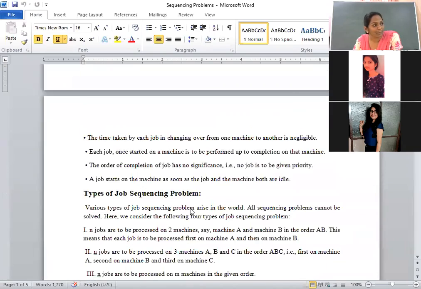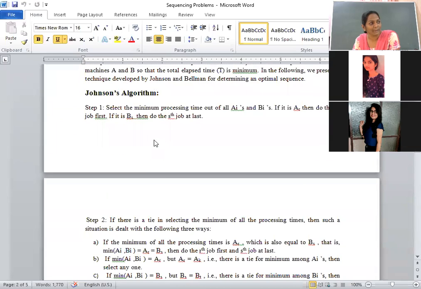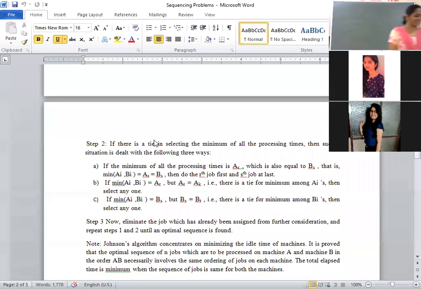Okay, sequencing. We will solve the problems of sequencing. We are having problems of processing n jobs through 2 machines and processing n jobs through 3 machines. I hope you have studied this process. It was invented by Johnson. If you have not studied also, I will explain the algorithm of sequencing while solving the problem.